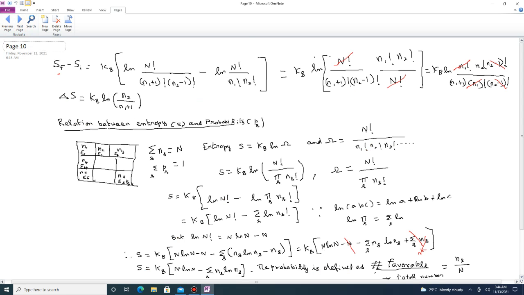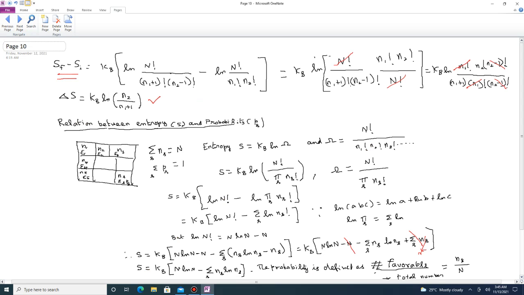Then let us find S_f minus S_i. So the entropy of the final system minus the entropy of the initial system is the change in the entropy. You will substitute for S_f and S_i, and you will get this expression. Once you simplify that expression, you will get the expression for the change in entropy. Now it becomes k_B times the logarithm of (n2 divided by n1 plus 1).